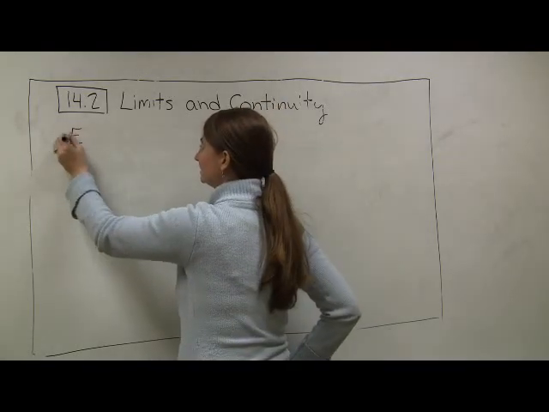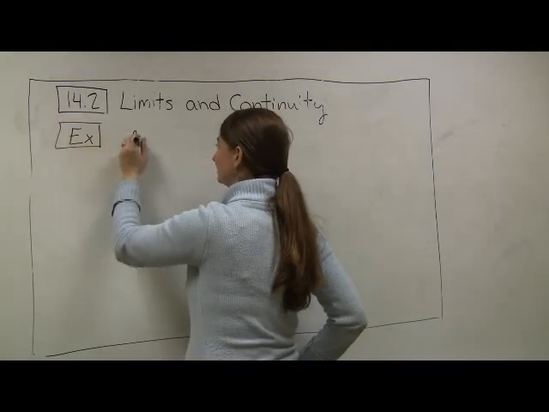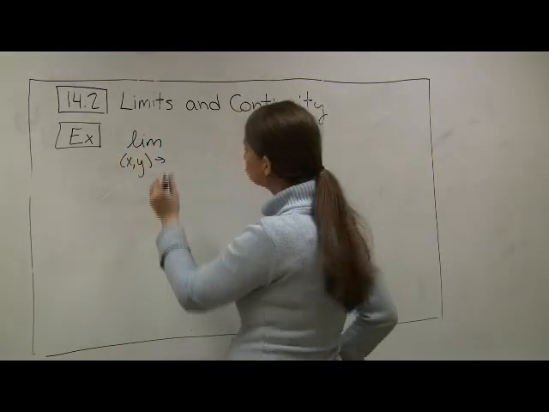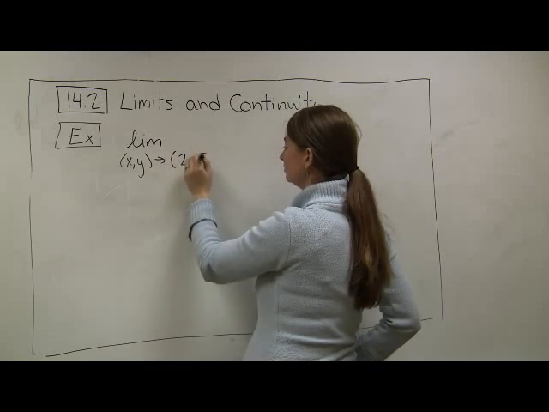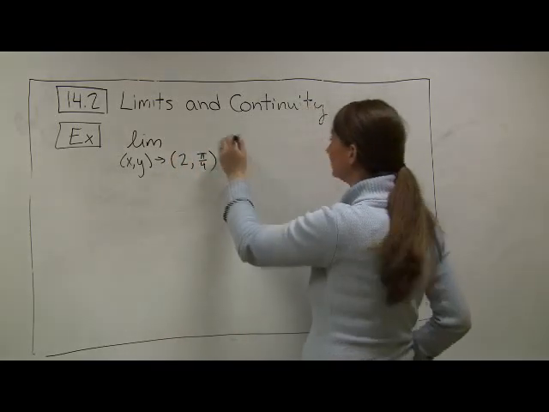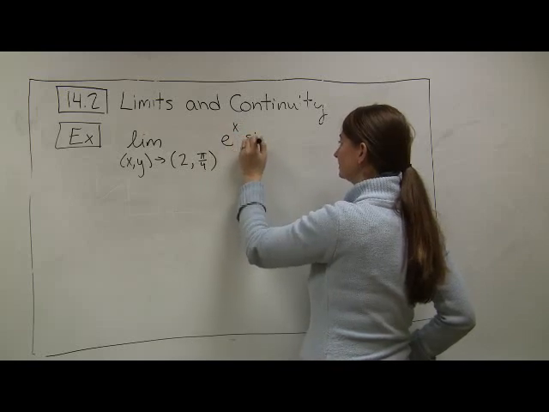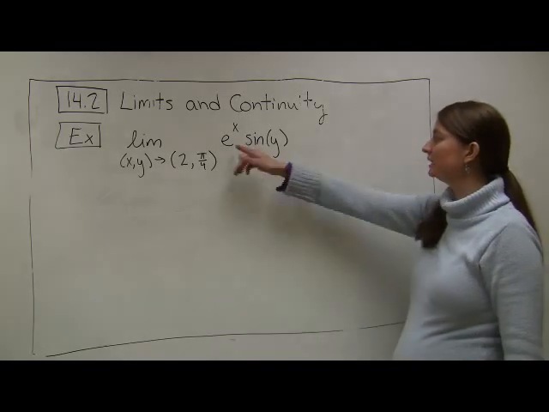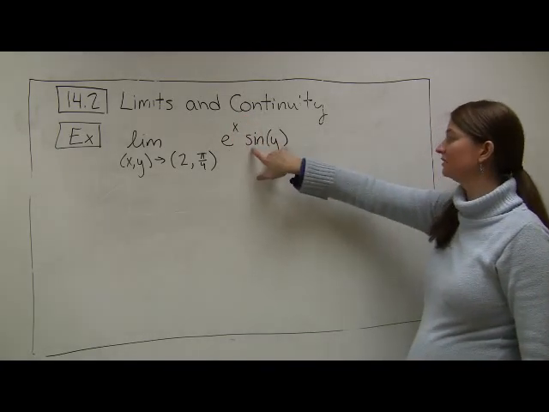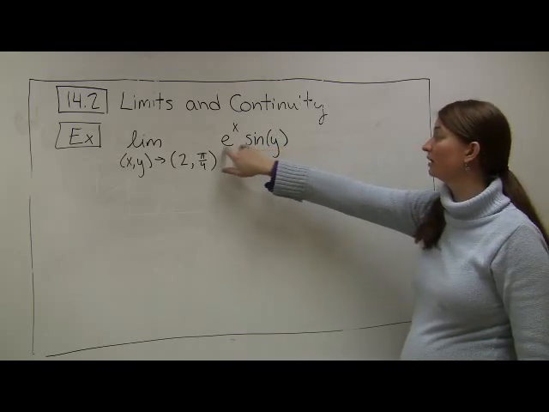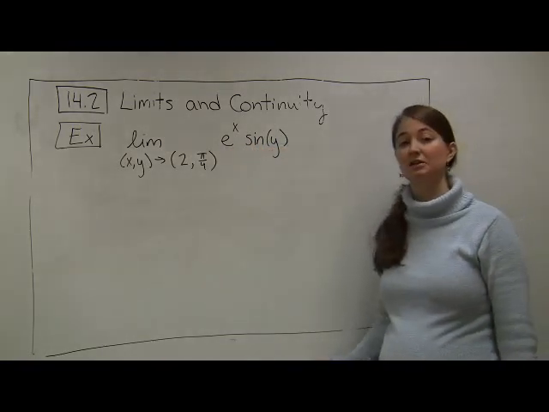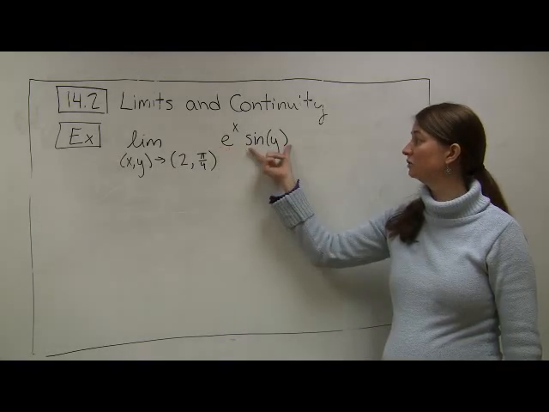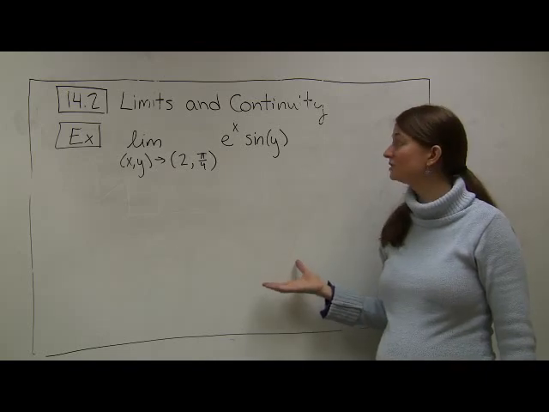Let's take a look at the limit as (x, y) approaches maybe the point (2, pi over 4) of a function e to the x sine of y. So notice e to the x is a continuous function and sine of y is a continuous function. And the product of continuous functions is also continuous. It means that this multivariable function is the product of two continuous single variable functions, and it's also continuous.